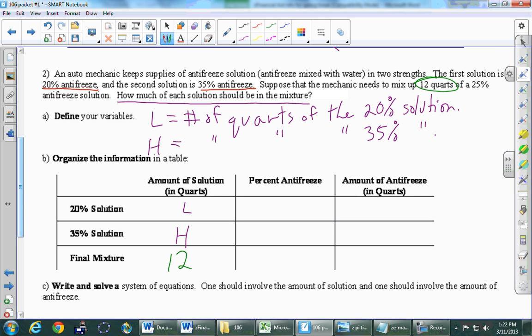Okay, percent antifreeze, this is the easy column. Oftentimes that middle column is the easy one. What percent antifreeze is the 20% solution? 20. But we're not going to write 20, we write 0.20. You don't need the 0, but I'll put it. Okay, right down below, what percent is the next one? 0.35. Should I add them to get the total? No, it's just not how it works. In this case, the total is given. Yeah, the total is right here. We're trying to mix a 25% solution. That's the goal. So we put it, 0.25.